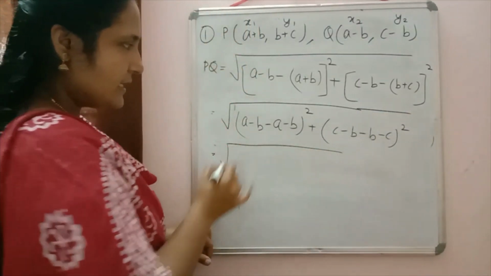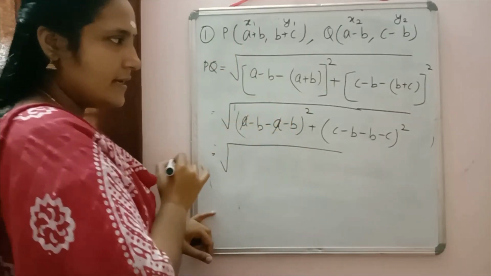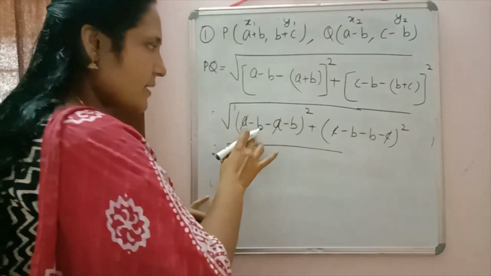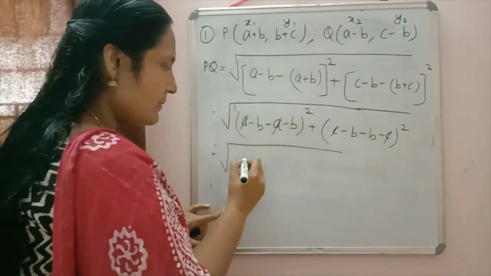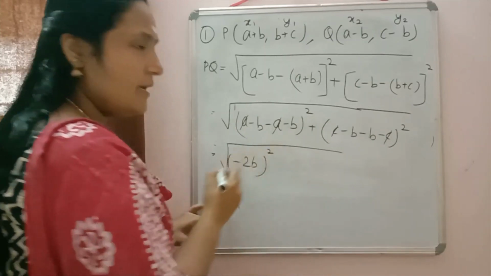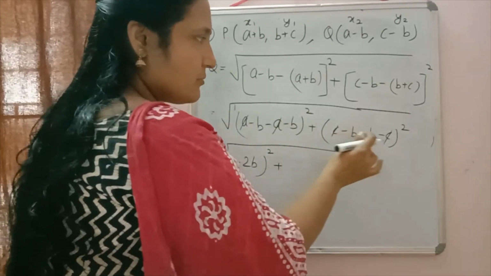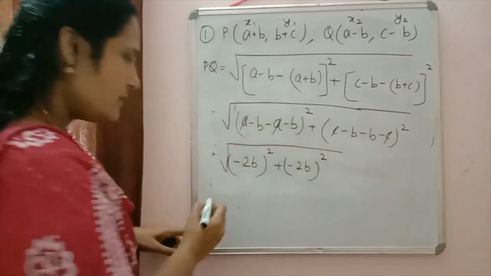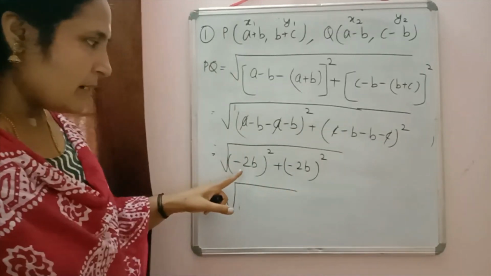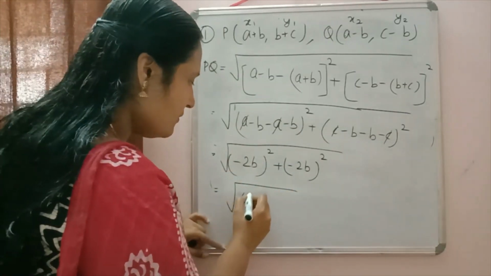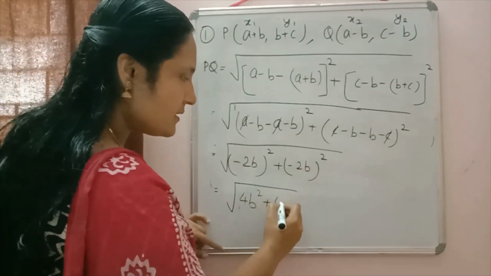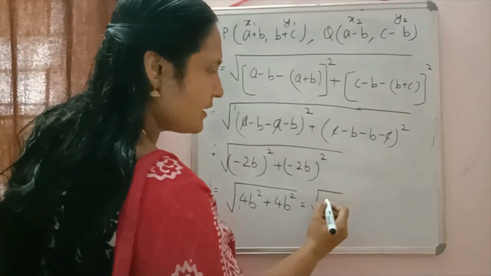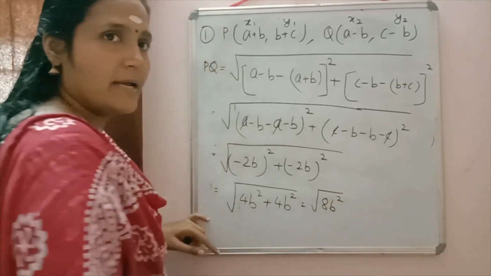Square root of, here we can check, a and minus a will get cancelled here. Here c and minus c also will get cancelled. So remaining is minus b minus b, which is minus 2b, the whole square, plus here also minus b minus b, which is minus 2b, the whole square. Equal to square root of (minus 2b) the whole square, which will be equal to 4b squared plus 4b squared. 4b squared plus 4b squared will be equal to 8b squared.